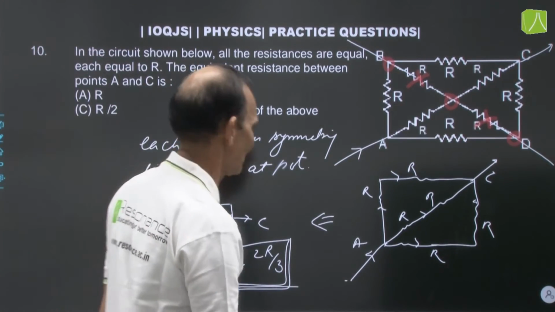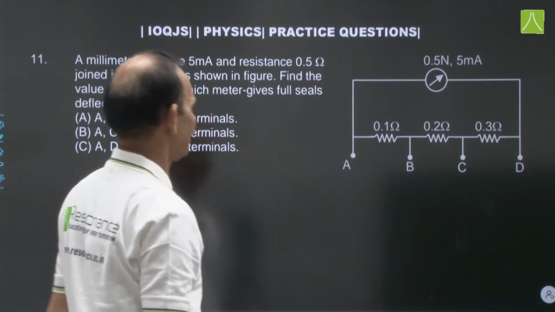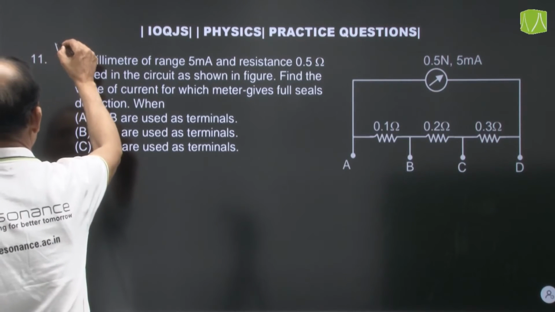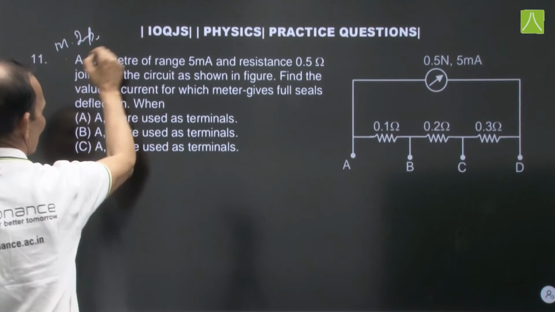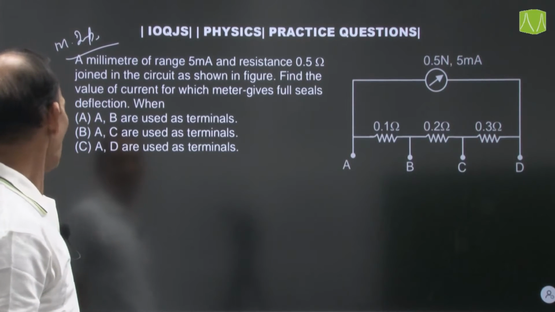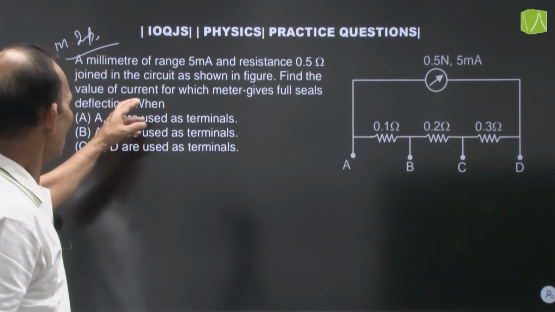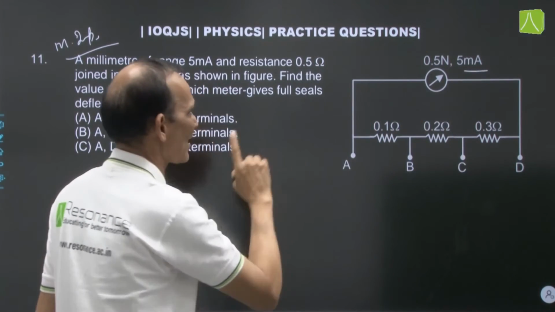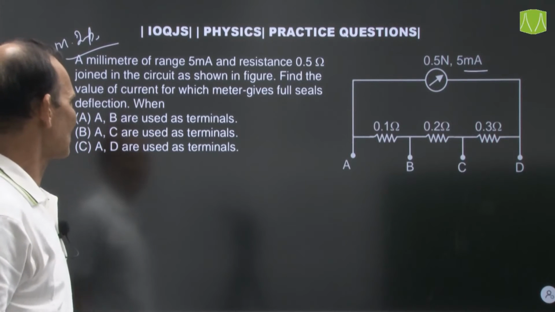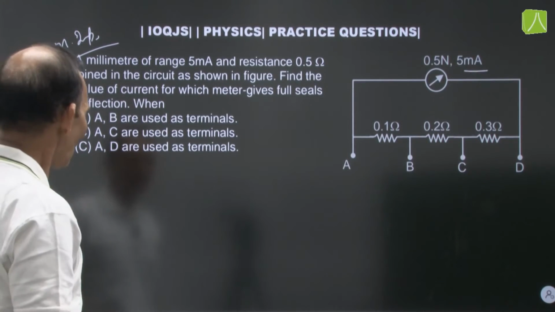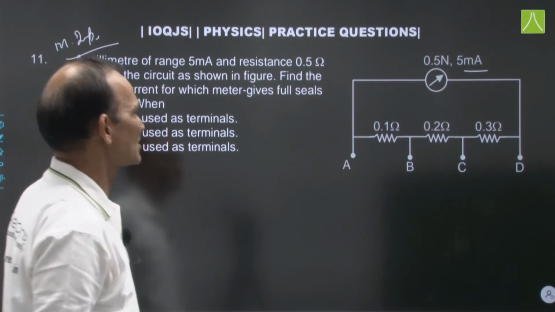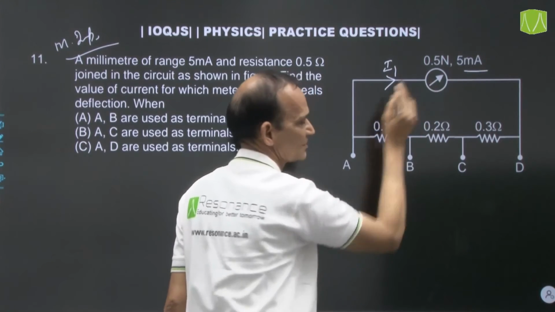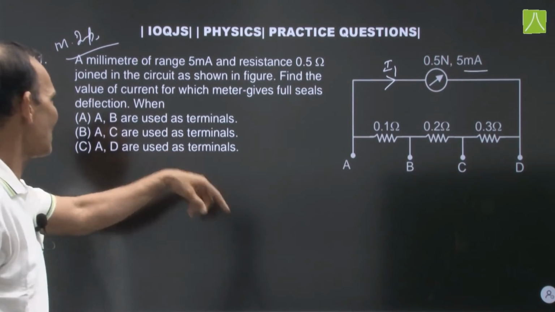This was the question number 10. Now the question number 11. Now it is a subjective question, most important question. Think about it. A milliammeter of range 5 milliampere. It is written 5 milliampere. Its resistance is 0.5 ohm. Joined in the circuit as shown in the figure. Find the value of current for which the meter gives the full scale deflection. Full scale deflection means this one. Suppose this current is I1, when A and B are terminals.